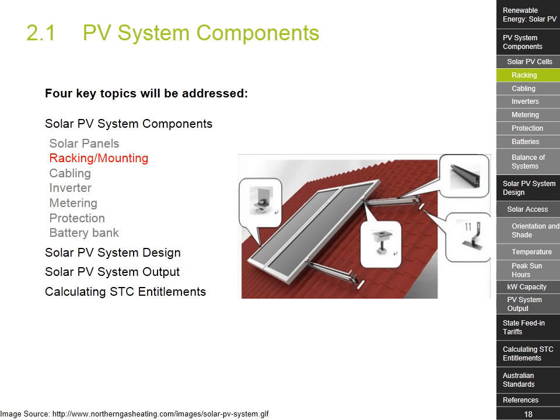Racking refers to the racks or mounts that solar panels are mounted on. Most homeowners and small to medium businesses will install solar panels on their roofs, although ground-mounted panels are also an option in some circumstances. The structures used to mount solar panels onto a roof come in a variety of styles depending on a building's requirements.